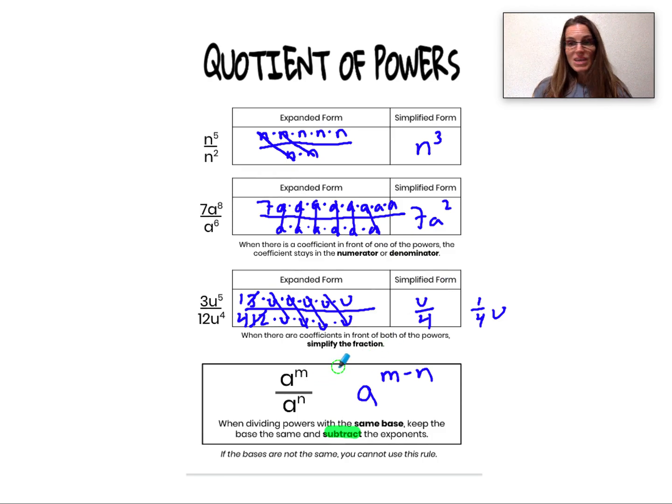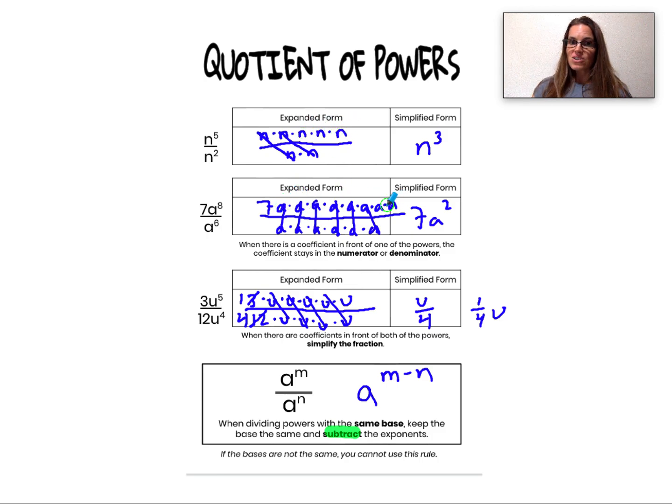Again, I would like you to be able to just use this rule, have it memorized, be completely comfortable with it. But the expanded form is super helpful for helping you understand where the rule comes from. I have 5 factors of n in the numerator, 2 factors in the denominator. I cross out 2 of those factors, so what I'm left with is n to the third.